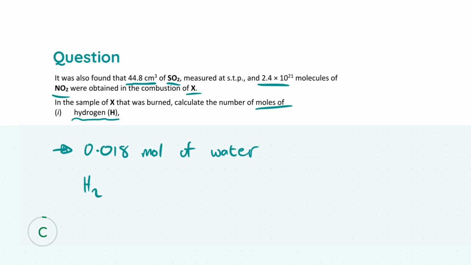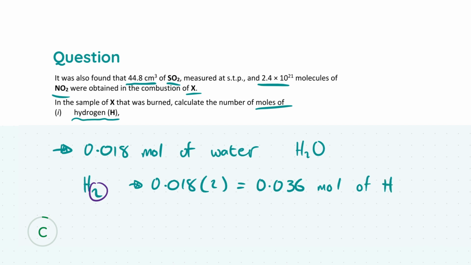If we know there was 0.018 moles of water, we can use the equivalence here. H2O for water means there are 0.018 moles of water, which means there are 0.018 moles of H2. But what we're interested in is hydrogen on its own, so I'm going to multiply that by 2, because there are 2 hydrogens. That gives us an answer of 0.036 mole of just hydrogen on its own, which is what we're being asked about here.